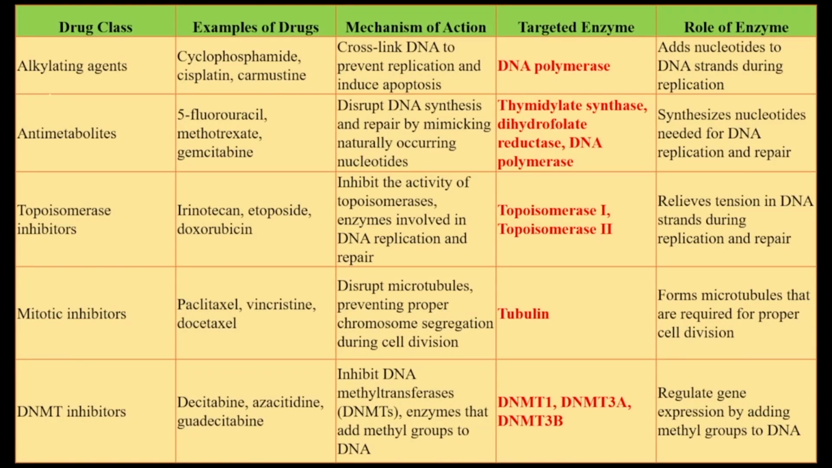So these are some of the drug molecules that are being developed. You can have alkylating agents, anti-metabolites, topoisomerase inhibitors, mitotic inhibitors, and then DNMT inhibitors. For the alkylating agents, you can have cyclophosphamide, cisplatin, and carbamazepine. They cross-link the DNA to prevent replication. The target enzyme is DNA polymerase, right? DNA polymerase is the enzyme involved in DNA replication, so it is going to stop the DNA replication.